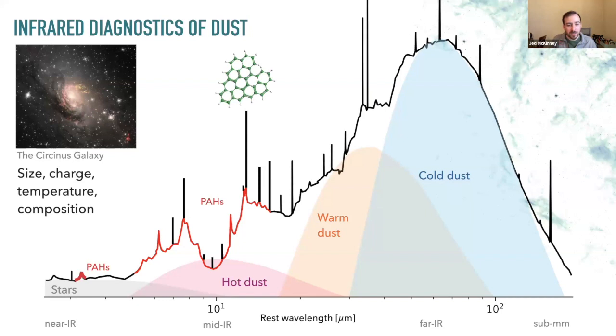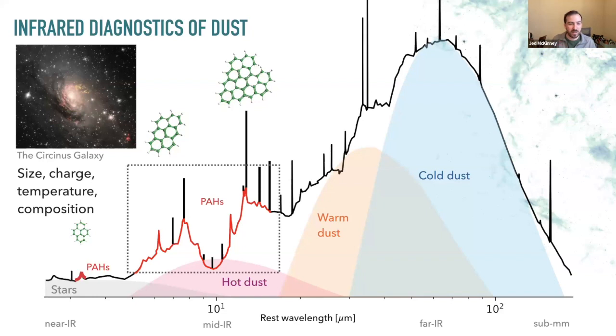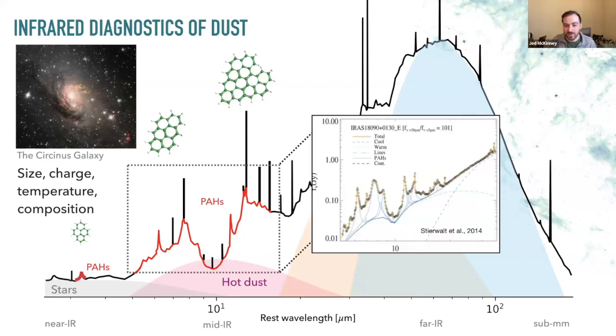If you look at the longer wavelength bands, you see larger dust grains. And if you look at the shorter wavelength polycyclic aromatic hydrocarbon features, you see smaller dust grains. So being able to look at these PAHs gives you a handle on the dust grain size distribution. Spitzer was really excellent at measuring these bands.